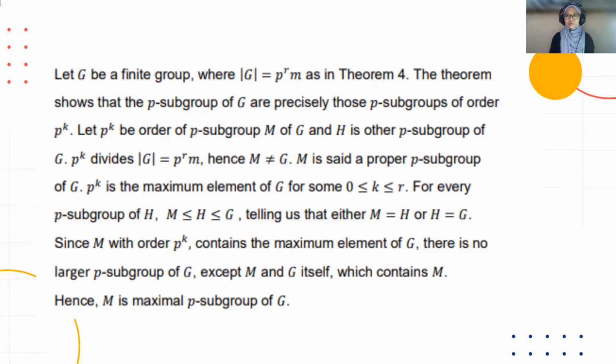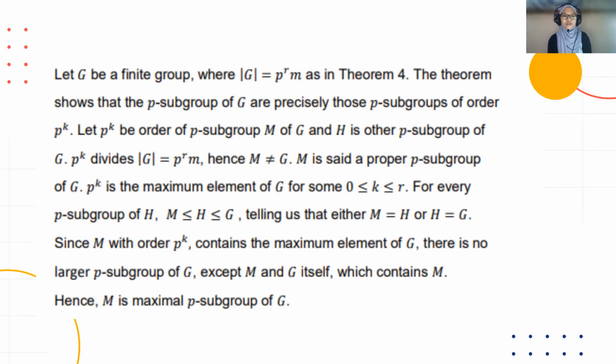M is said to be a proper P subgroup of G. So P to the power of K is the maximal element of G for some K less than or equal to R, or greater than or equal to 0. So for every P subgroup H, the elements in M are less than or equal to the elements in H, and the elements in H are less than or equal to the elements in G, telling us that either M is equal to H or H is equal to G.